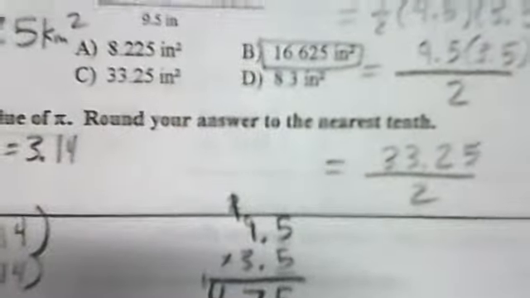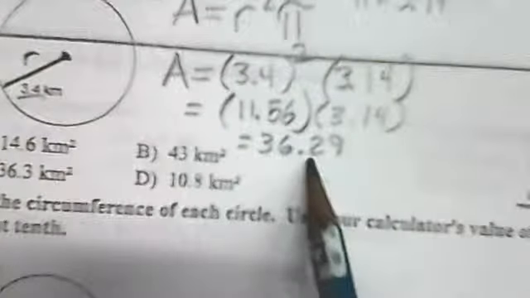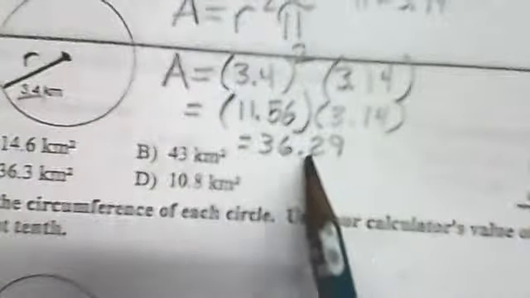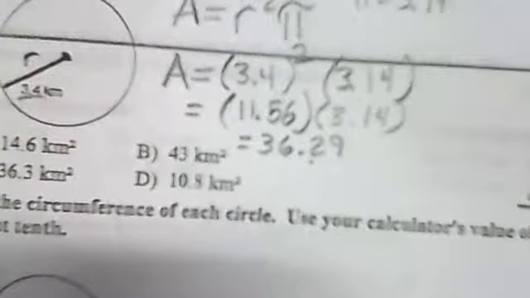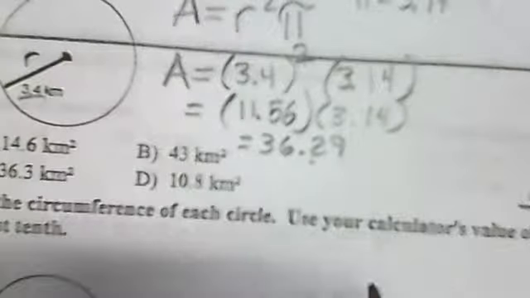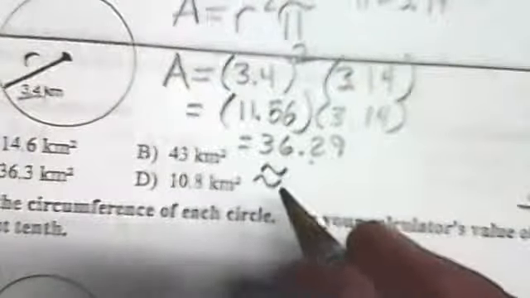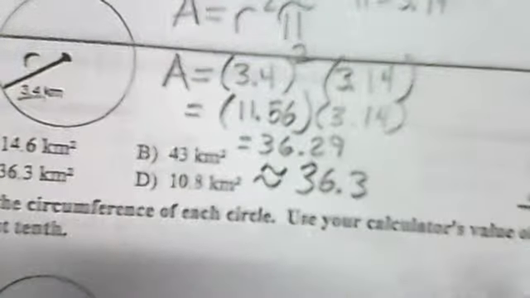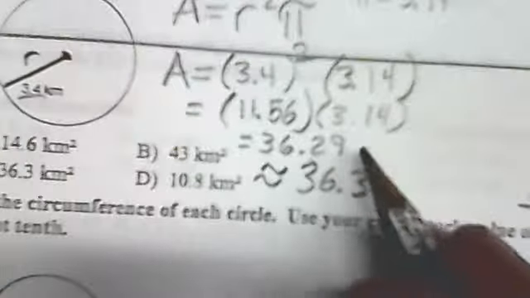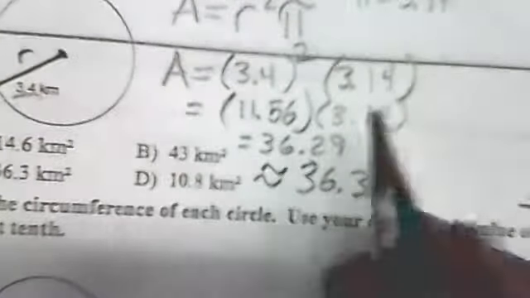It says round your answer to the nearest tenth. To the nearest tenth, okay? So the tenth place is this place right here, okay? So since this is 0.29, are we really closer to 0.2 or to 0.3? And the answer is we're really closer to 0.3. So we use a wavy approximation line to show that we're approximating, okay? And this is approximately equal to 36.3, right? 29 cents is closer to 30 cents than it is to 20. And that's really all you do when you're rounding, okay?